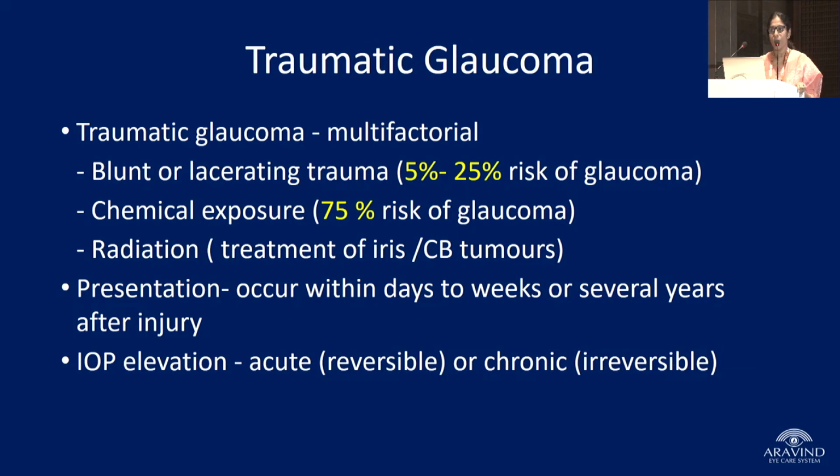So, traumatic glaucoma is due to multiple causes. It could be because of blunt or lacerating trauma, it could be because of a chemical exposure or exposure to radiation. Amongst these, chemical exposure is the predominant cause for glaucoma, which is seen in around 75% risk of glaucoma, followed by lacerating or blunt trauma. The presentation of glaucoma could be early or it could be very late, and it could be reversible or irreversible.